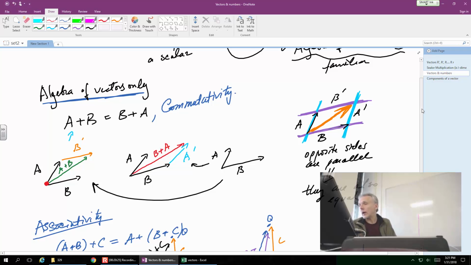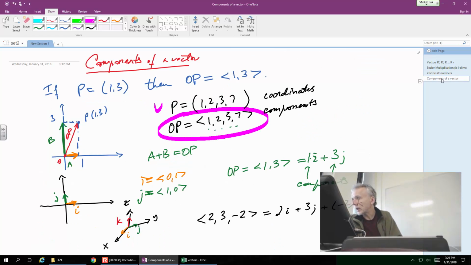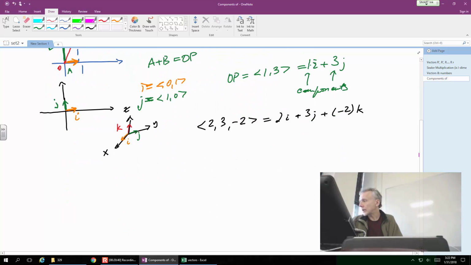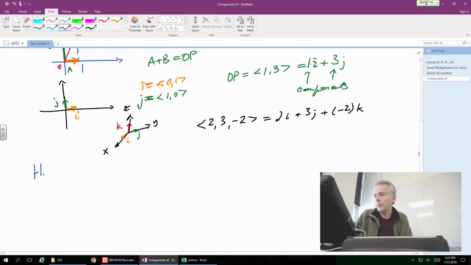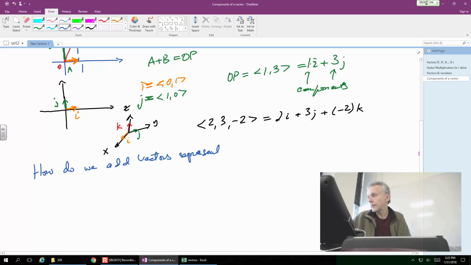We're starting with addition. All these properties will reappear, and so will the ones about scalar multiplication. But let me make that clear. So the question becomes: how do we add vectors represented by their coordinates, components, obviously?